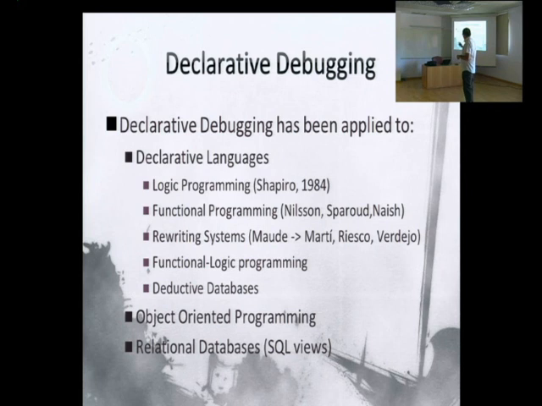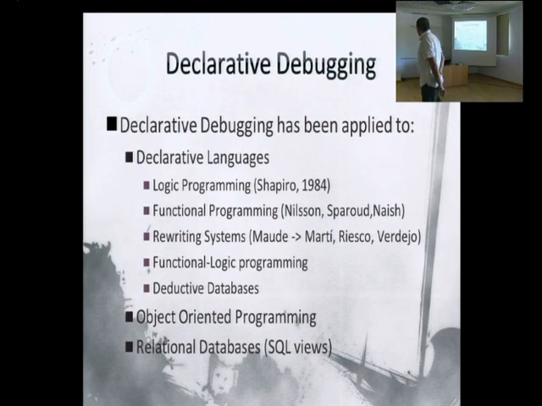To finish this first part, this small overview, I would say that declarative debugging has been applied to a lot of languages. First it was introduced in declarative languages. The first reference to algorithmic debugging was produced by Shapiro, who in 1984 introduced algorithmic debugging in the field of logic programming. The reason is that in declarative languages, declarative debugging is very convenient, not only because it's called declarative, but because declarative languages are very difficult to trace.